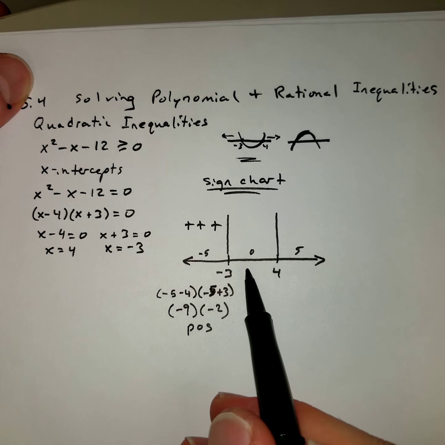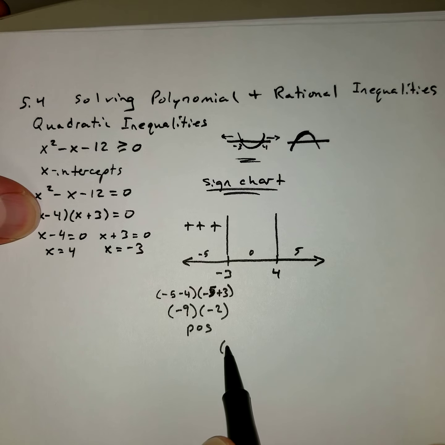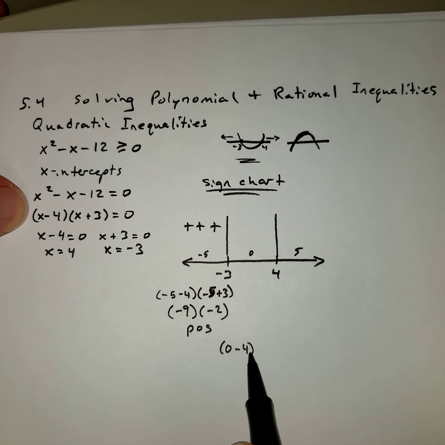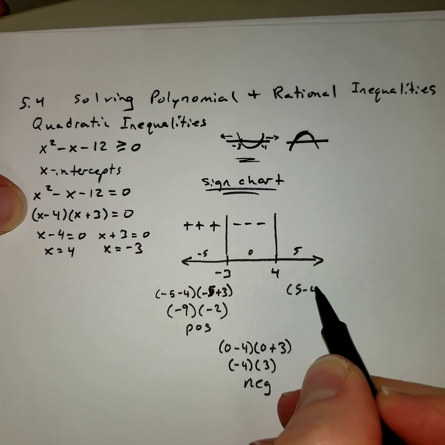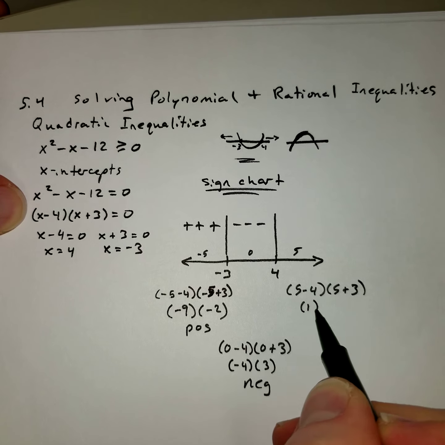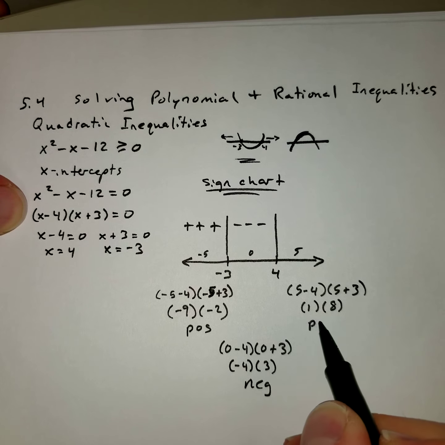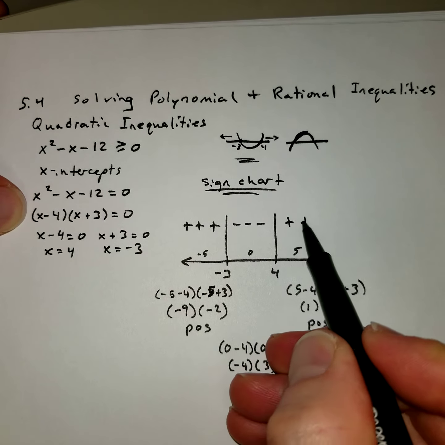In the middle, we chose 0. And so I plugged the 0 in: 0 minus 4 and 0 plus 3. And simplifying the parentheses, now I've got a negative times a positive, which is negative. So my outputs are all negative here. If I try the 5, I get 5 minus 4 and 5 plus 3, which ends up being a positive 1 and a positive 8. Positive times a positive, of course, is positive, and so we end up with all positive outputs in that interval.